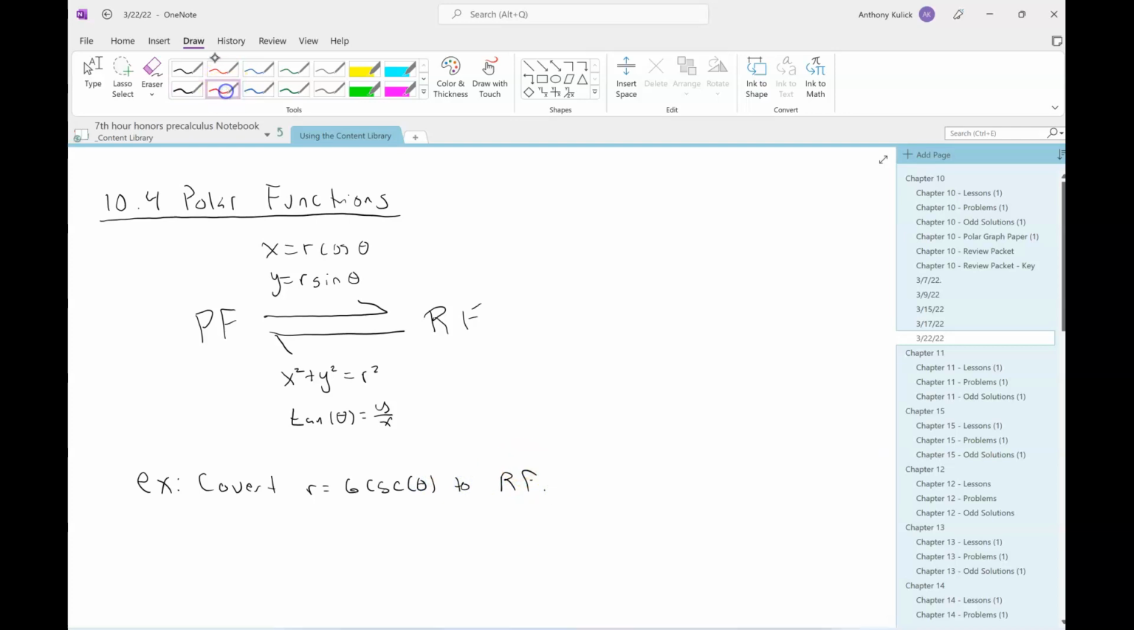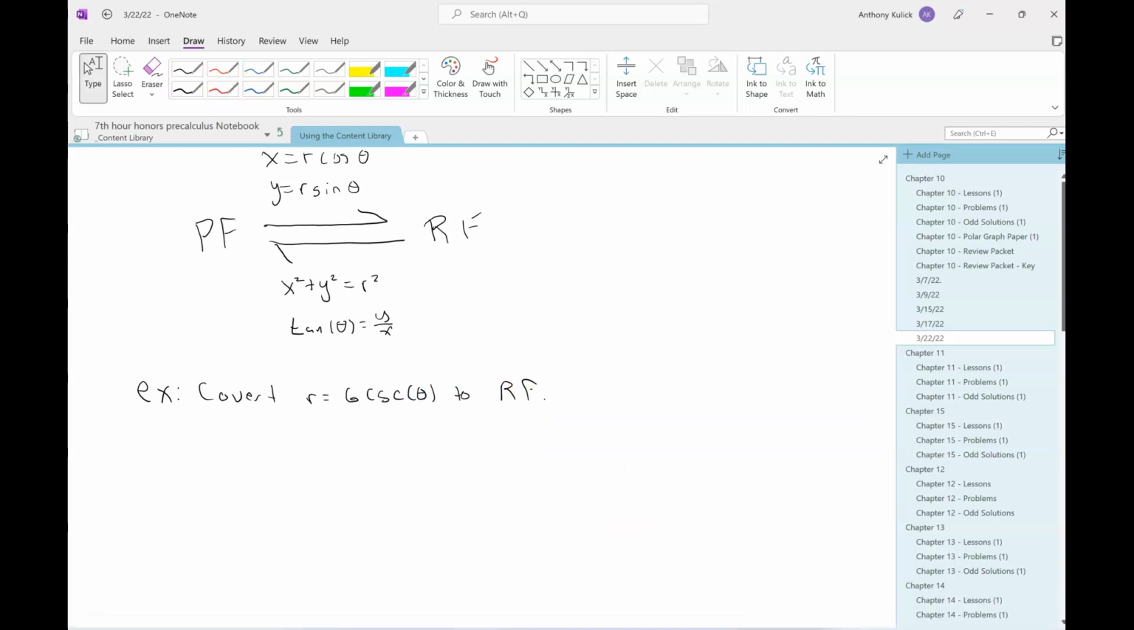Okay, so let's take a look at an example. Let's say we're asked to convert the polar function r equals 6 cosecant theta to a rectangular function. How do I know that that's a polar function? Because it's got r's and thetas in it. Right? Everybody cool? Okay, typically for a polar function, r is the dependent variable and theta is the independent variable.